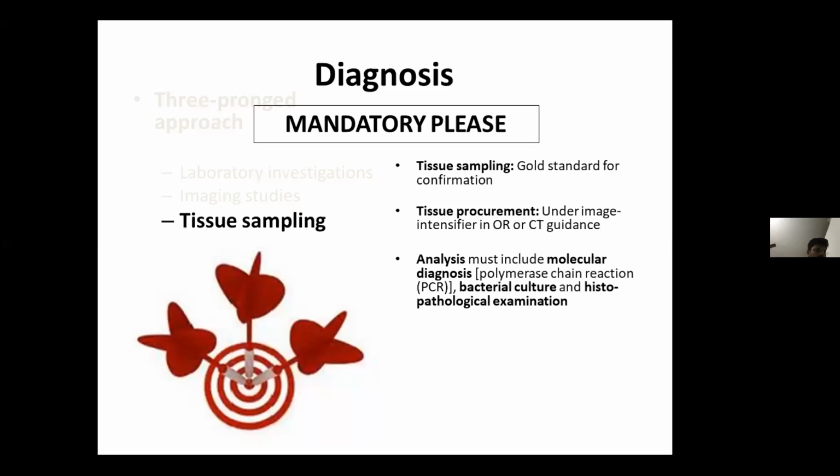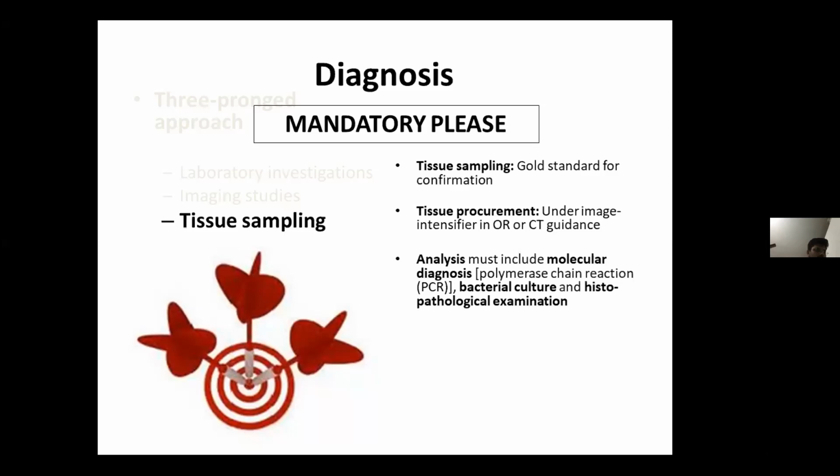Tissue sampling is the gold standard diagnostic modality for confirmation. Tissue can be procured either under an image intensifier in the OR, which we mostly do in our institution, or under CT guidance. The advantage of doing it in the OR is that the patient is under general anesthesia. You can insert a big Jamshidi needle and get a good chunk of core tissue.